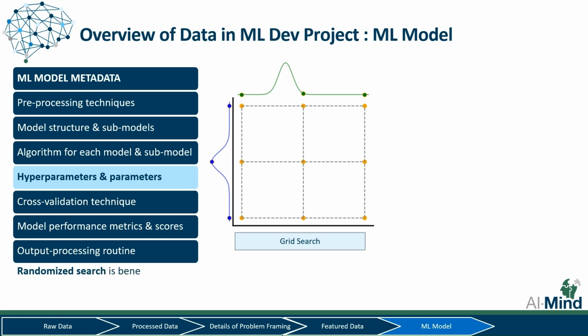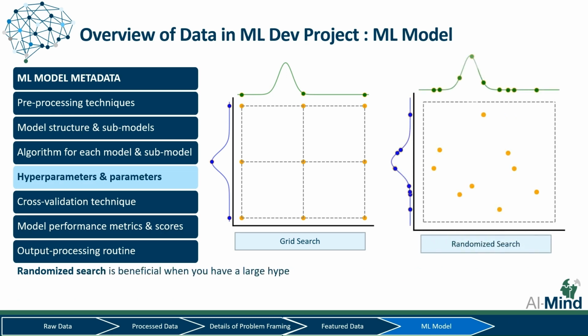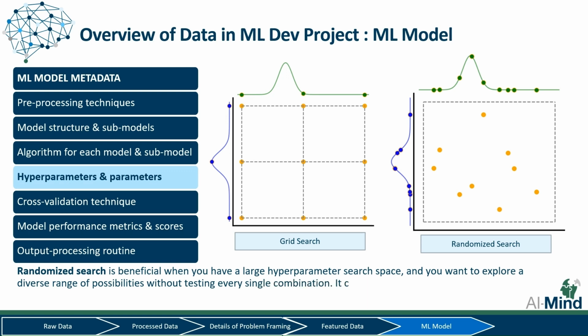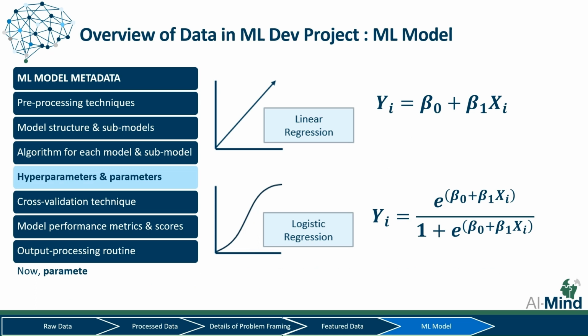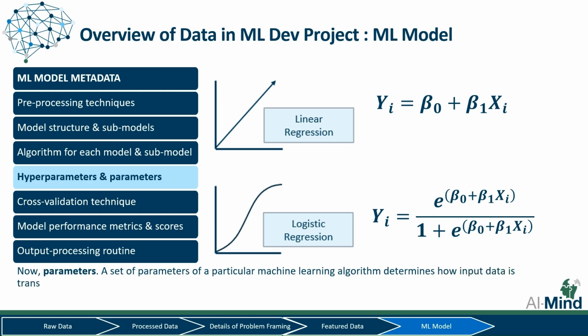Randomized search is beneficial when you have a large hyperparameter search space and you want to explore a diverse range of possibilities without testing every single combination. It can be computationally more efficient than grid search, as it typically requires fewer iterations. Now, parameters. A set of parameters of a particular machine learning algorithm determines how input data is transformed into the desired output. Parameters are estimated from the data.